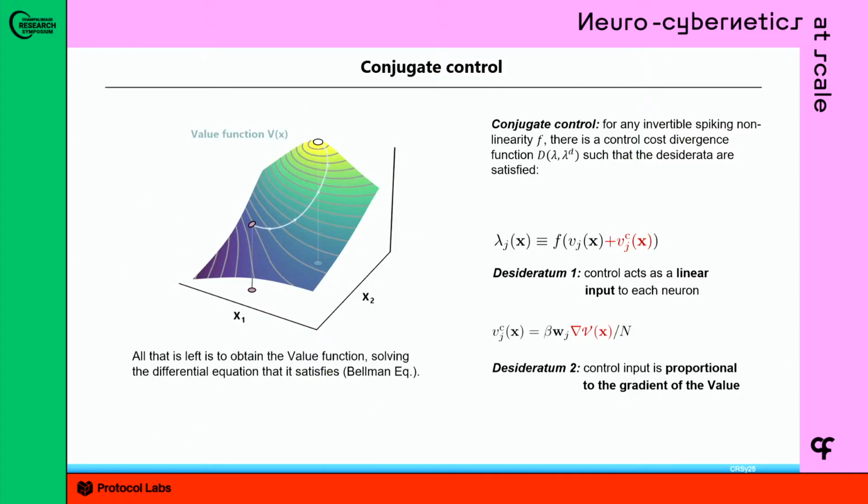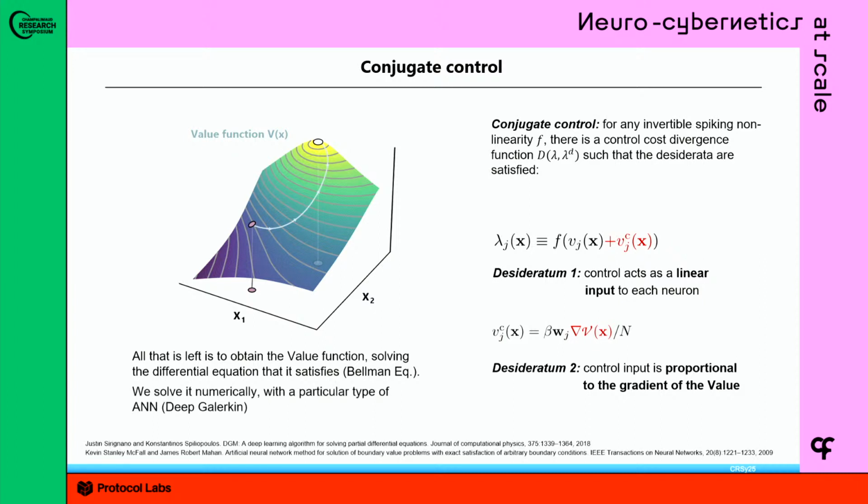So finally, all that is left to obtain is the value function, which implies solving the Bellman equation that it follows. And we solve this numerically with a particular type of deep neural network specially suited for this kind of problems, the so-called deep Galerkin architecture.